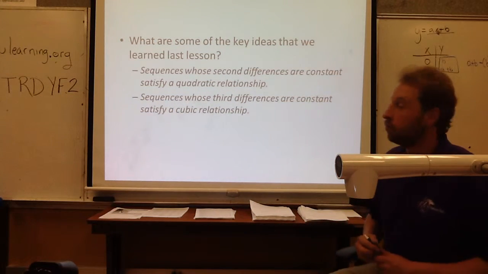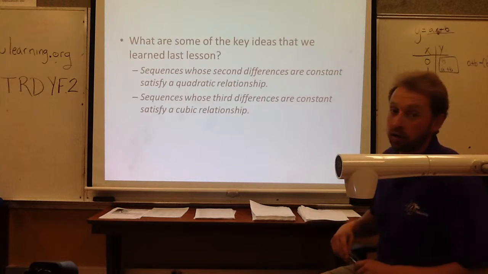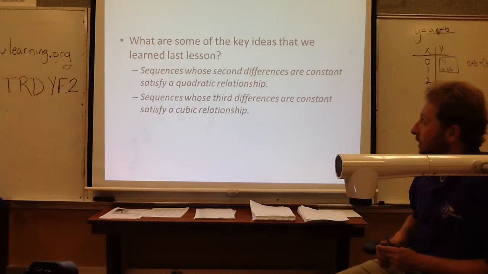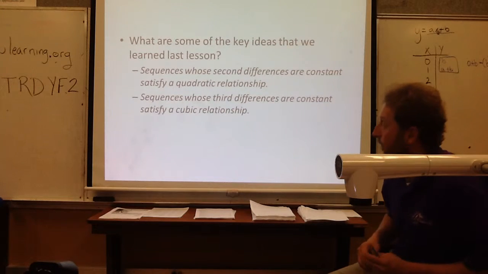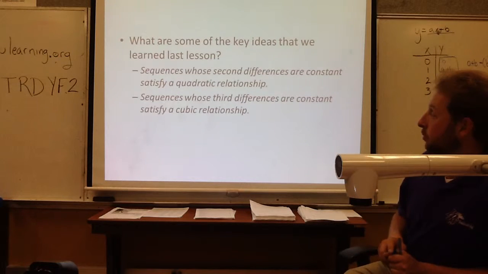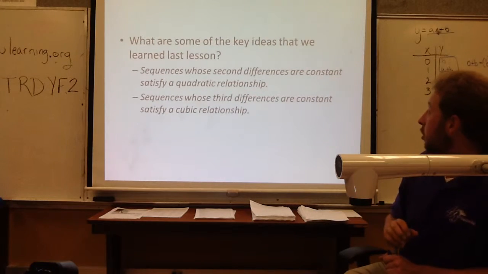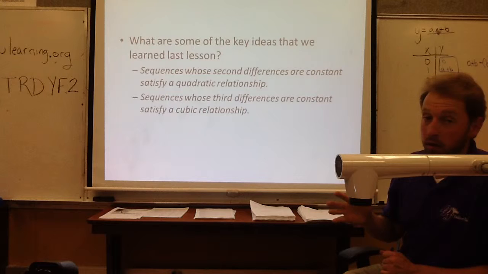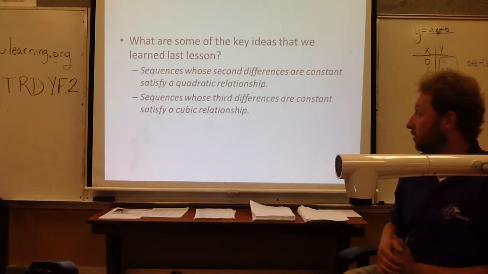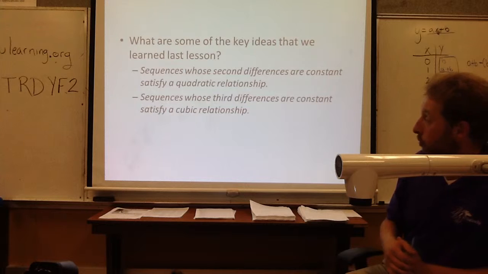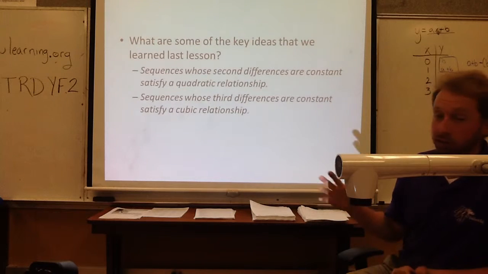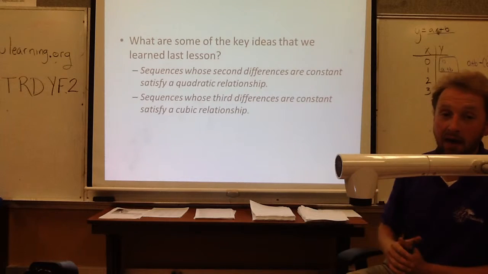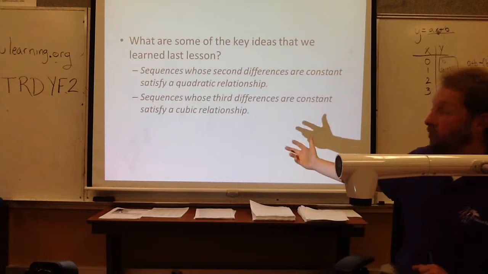Before we begin A2, I want to make sure we look at what we learned last lesson. So what are the key ideas that we learned last lesson? And there are two key takeaways. The first one: sequences whose second differences are constant satisfy a quadratic relationship. Sequences whose third differences are constant satisfy a cubic relationship. And so these were the two things we were really studying: differences, and we saw that there was a pattern. And we made that pattern, came to these two conclusions.